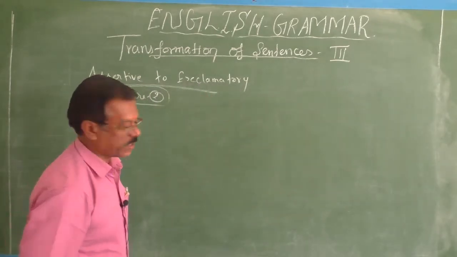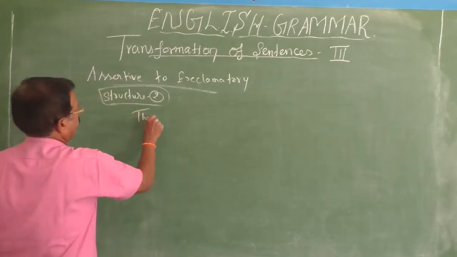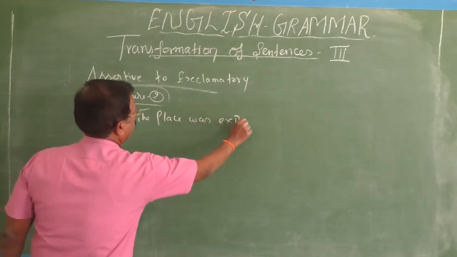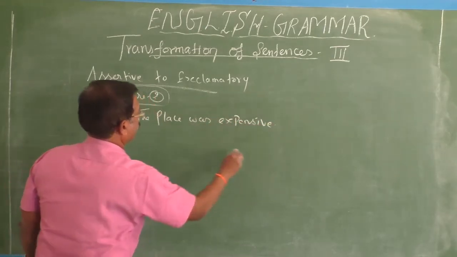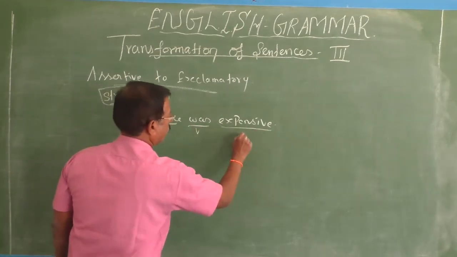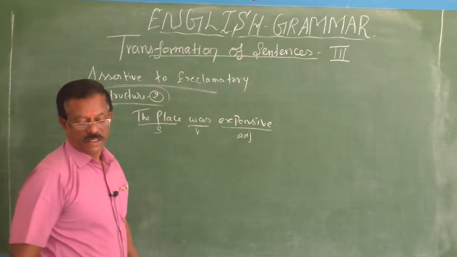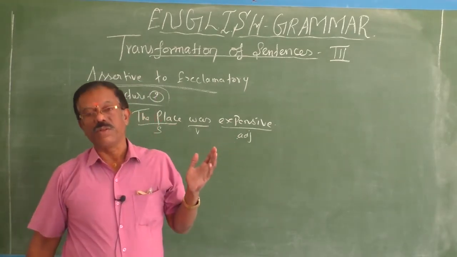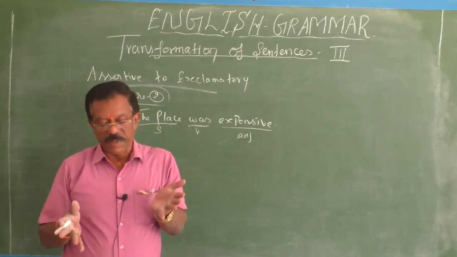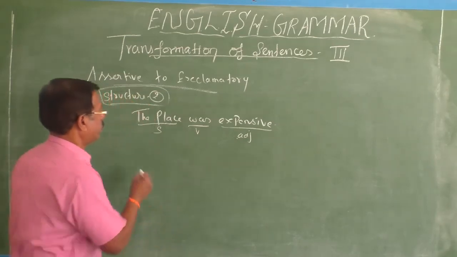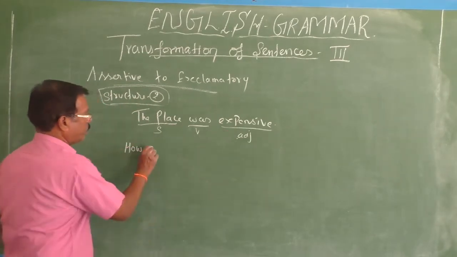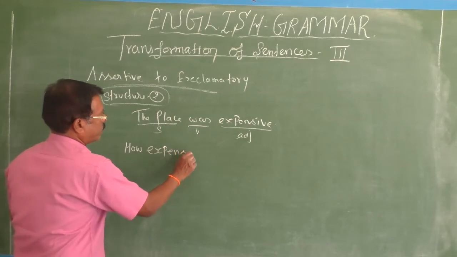The place was expensive. So the place is the subject, was is the link verb, expensive is an adjective or adjectival phrase. Okay, fine. Now you have to change it into an exclamatory sentence. What I told you, what's the rule? An exclamatory sentence must begin with how. Yeah, how. Then what comes next? Adjective. How expensive.